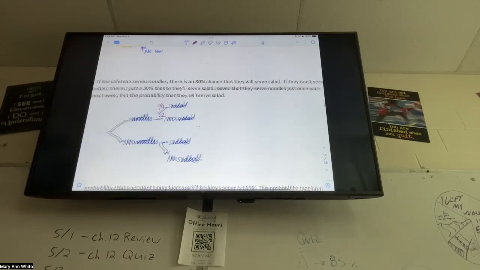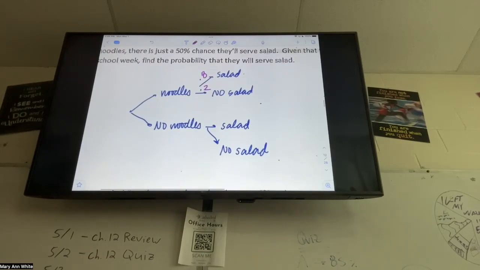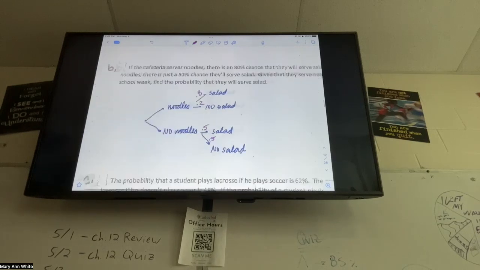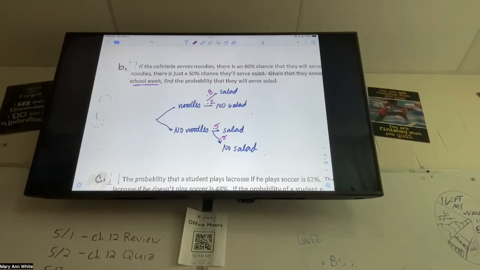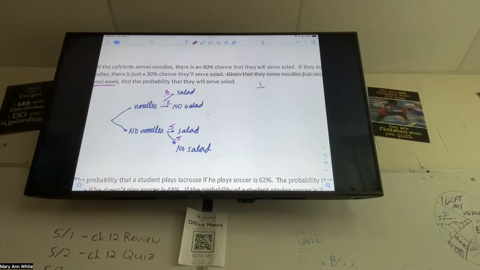Similarly, my next line says if they don't serve noodles, there's just a 50% chance they'll serve salad. So we're gonna say 0.5 for yes salad, and how much for no salad? Also 0.5, good. Now, the noodles or no noodles is where the probability gets a little interesting. It's not too hard, but it's a little bit different. It says, given they serve noodles just once a school week. Okay, they do it one time, and how many school days are there in a week? 5. So we're gonna say 1 out of 5 chance that we're gonna get noodles. So 1 divided by 5 is 0.2, 20%. So yes noodles is 0.2, which makes no noodles 0.8, all that stuff.